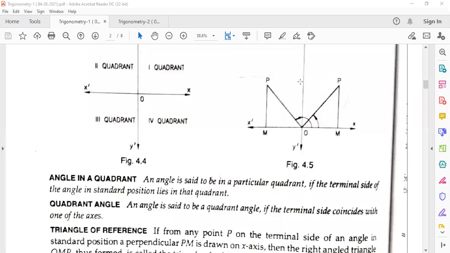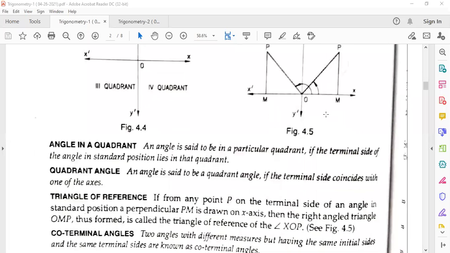If this OP takes one full rotation and is again concurrent with OX, then the total angle will be 360 degrees. So according to the final line, in whichever quadrant it comes, the angle is also given in that quadrant.